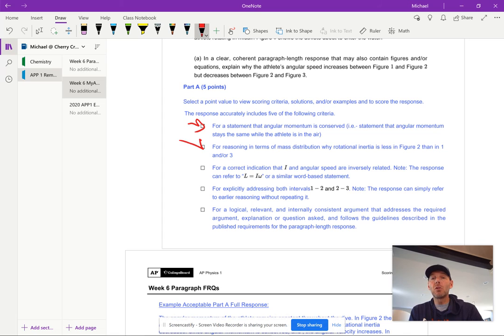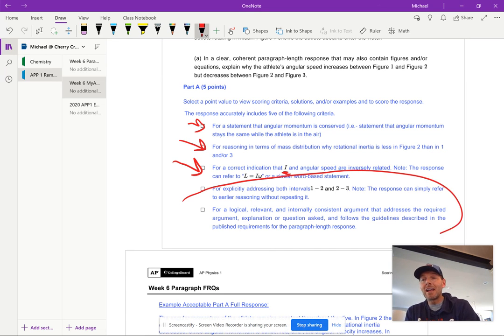So mass distribution, that has to do with the rotational inertia. You're pointing it out from figure 1 to figure 2. Talking about an indication about rotational inertia or inversely related, we would show that with our equation. And then everything else is really just tying it all together.